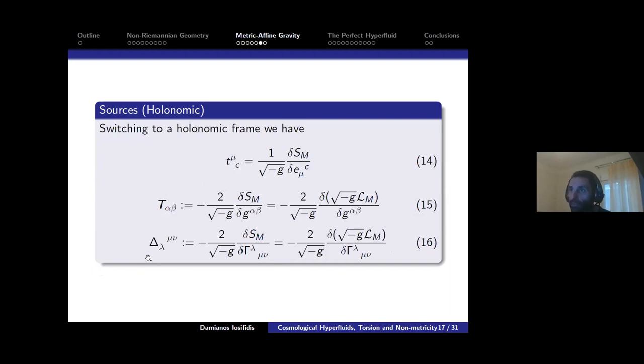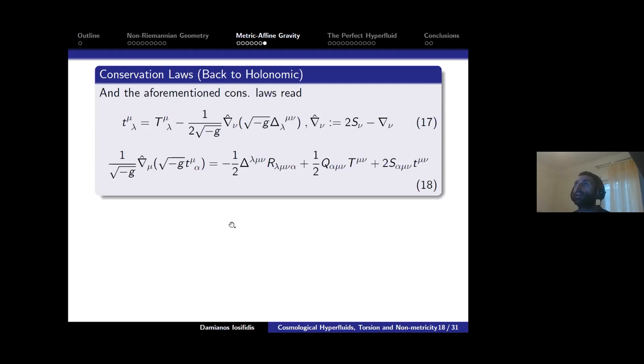And now this is the crucial part. We have a matter part that in general can depend on the affine connection as well. So we define this variation exactly to be this hypermomentum tensor. And the conservation laws now for these tensors are these ones.